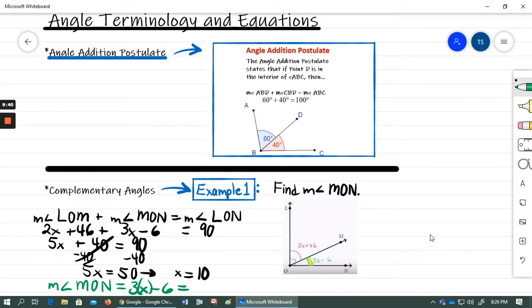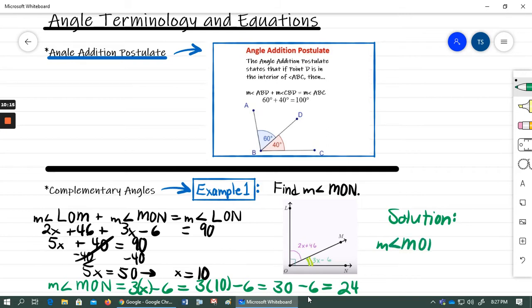All right, so we've just found the value of x is 10, right? So that's 3 times 10 minus 6. If we substitute that value of x into this equation, 3 times 10 gives us 30. So that's 30 minus 6. And guys, 30 minus 6 is 24. So if we were going to write out the answer for this, our solution here is going to be that the measure of angle MON is equal to 24 degrees.